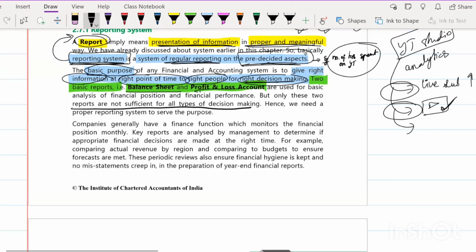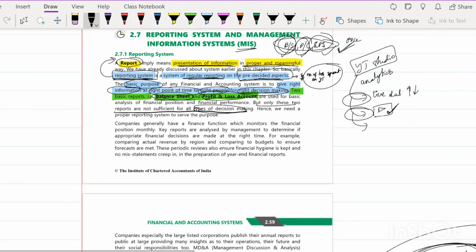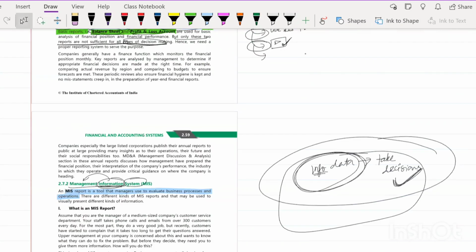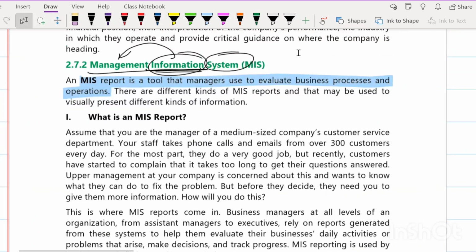So that's what they are telling here. These two reports, this balance sheet and profit and loss, will not be enough for you to take all types of decision. There are different types of reports that you will require for taking different kinds of decision. Okay, yes. So we studied about reports and reporting system.